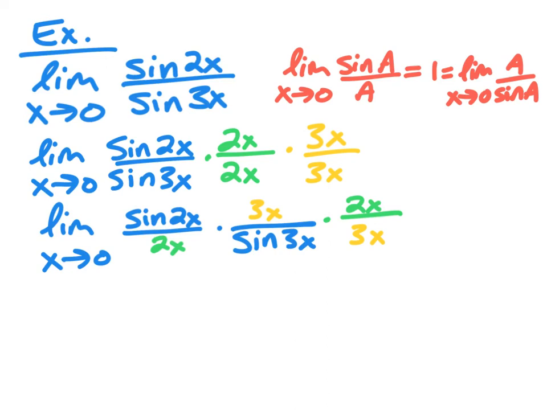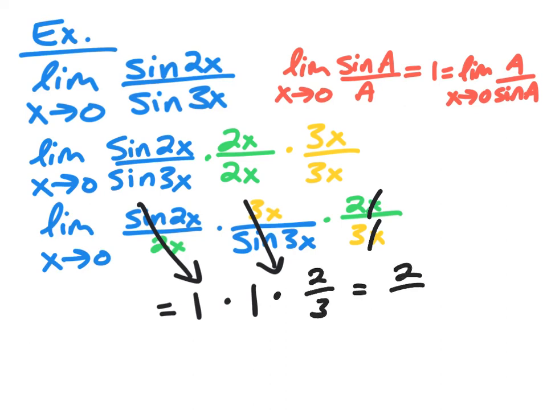Now I have sine of 2x over 2x, so the inside matches the bottom, and according to our formula, that's going to go to 1. So this part will go to 1, and then sine of 3x with the 3x on top matches the second half of the formula. That's also going to go to 1. So that goes to 1. And then notice with the 2x and the 3x, the x's actually cancel out. So those will cancel out, leaving me with 2/3. So after all that work, my limit goes to 2/3.